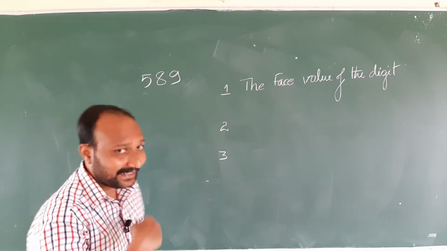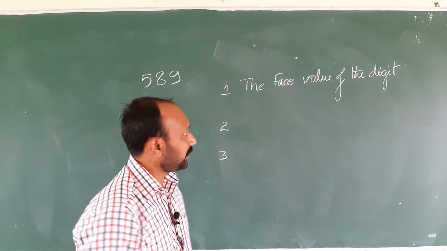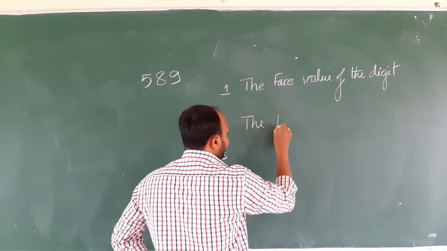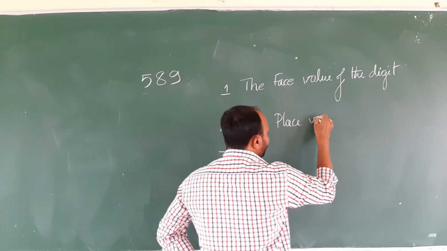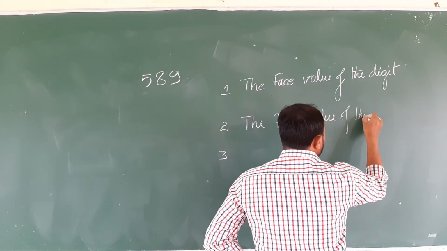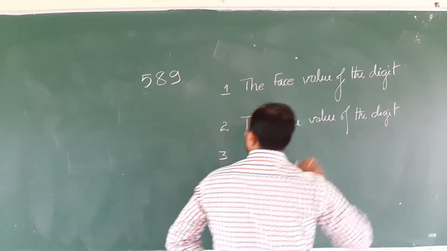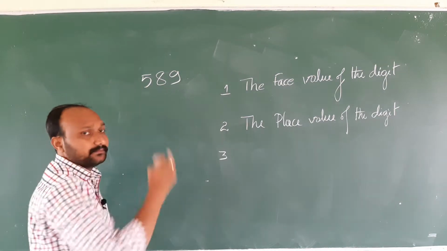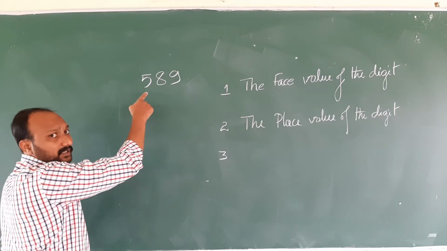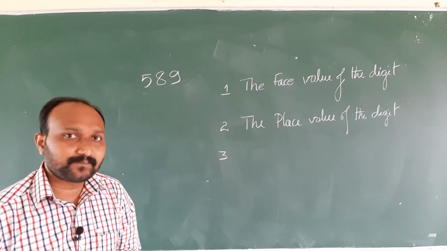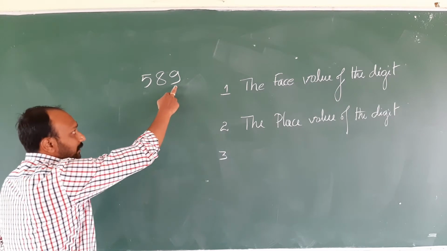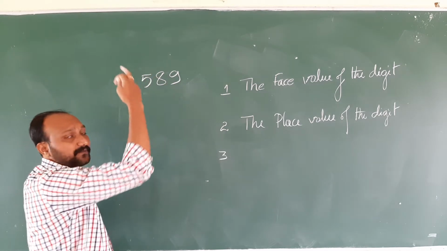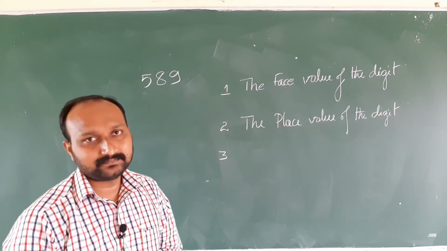But the second factor is a very, very important parameter. That is the place value of the digit. Face value, okay, no problem. The second one is the place value of the digit. What is the place value of 8 here? It is not called 8, it is called 80. What is the place value of 5 here? It is not called 5, it is called 500. Here the face value of 9 is 9, but the place value is 9 units.